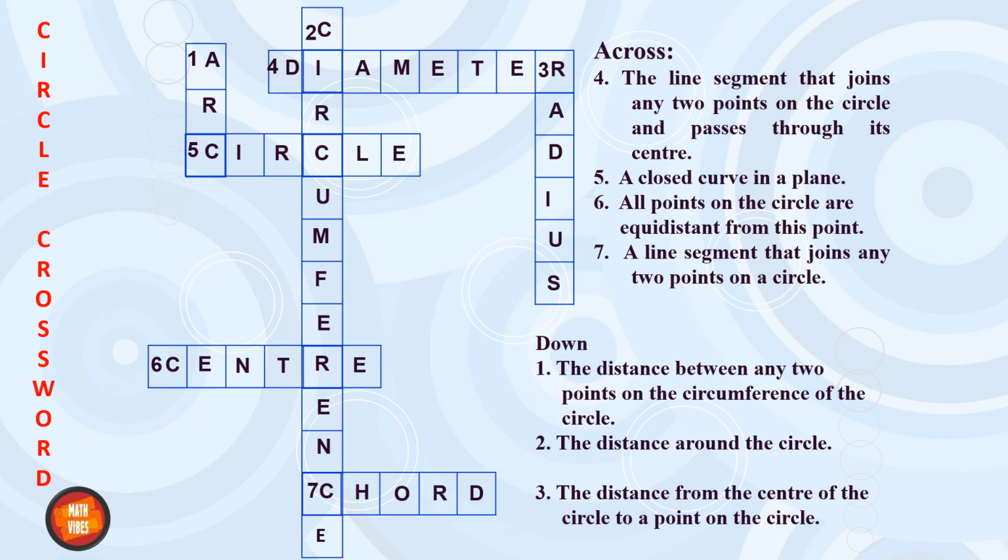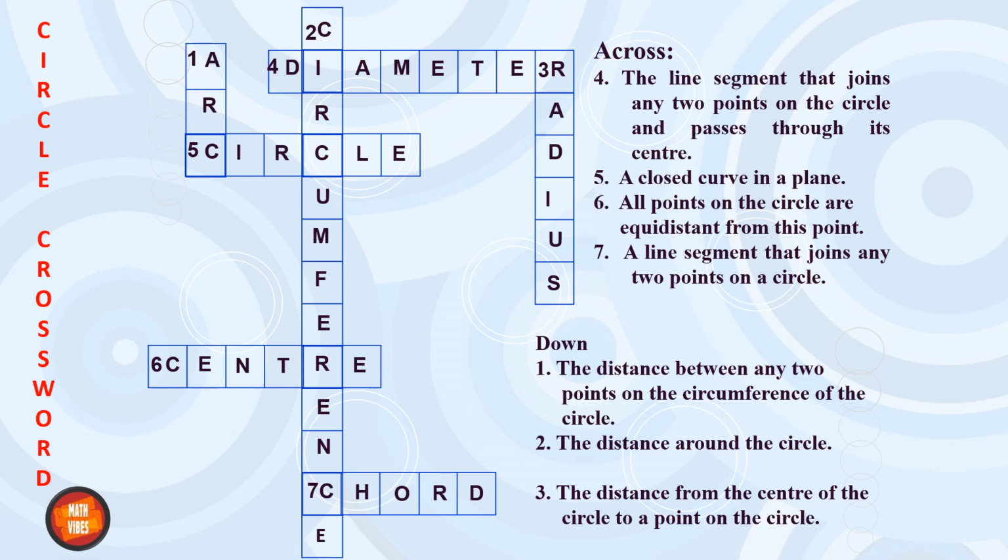Please check your answers. For the fourth question, the answer was diameter. For the fifth question, the answer was circle. For the sixth question, the answer was center. For the seventh question, the answer was chord. For the first question, the answer was arc. For the second question, the answer was circumference. For the third question, the answer was radius. So I hope you are able to solve the questions, right?